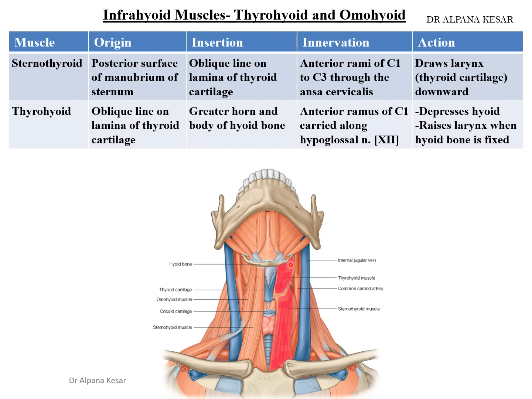Thyrohyoid muscle. This is the thyrohyoid muscle that takes origin from the oblique line of the lamina of the thyroid cartilage and gets inserted in the greater horn and the body of the hyoid bone. It helps to depress the hyoid bone. When the hyoid bone is fixed, it helps to raise the larynx. Innervation of thyrohyoid is from the anterior ramus of first cervical spinal nerve whose fibers are distributed to the muscles via hypoglossal nerve.